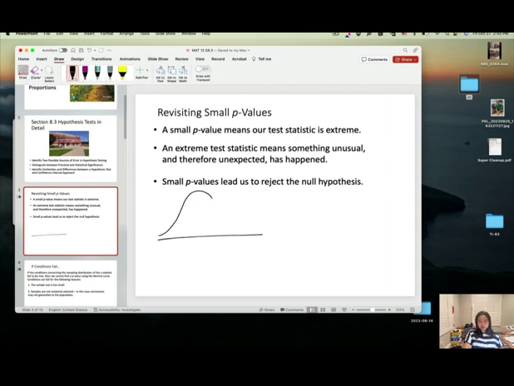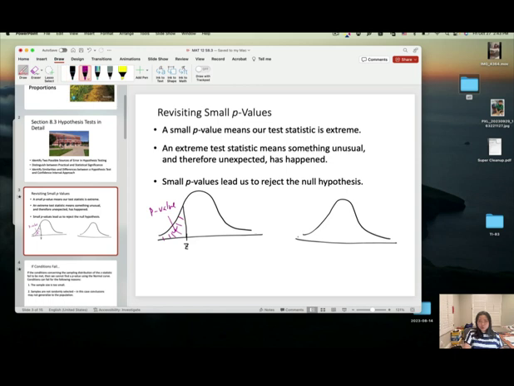Okay, let's say we have the normal distribution here. A small p-value means our test statistic is extreme. First, let's say my test statistic is somewhere like here. We assume we are working on a left tail test. Then we use the test statistic to find the area of the left tail, this part here, and we call this your p-value. A small p-value means our test statistic is extreme. So you could think about it: the p-value is the area of the left tail.